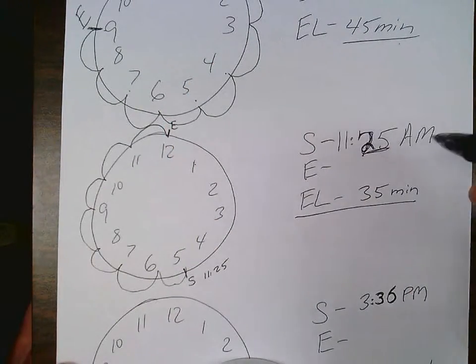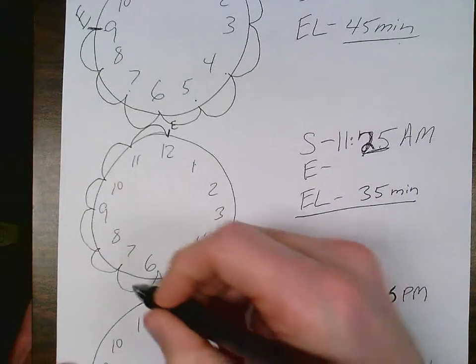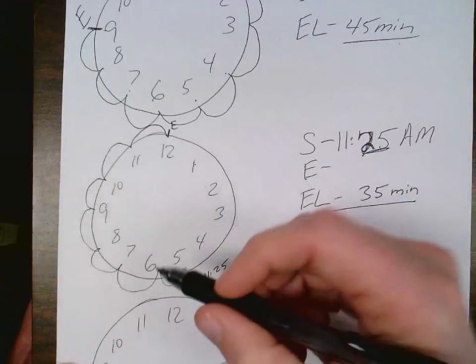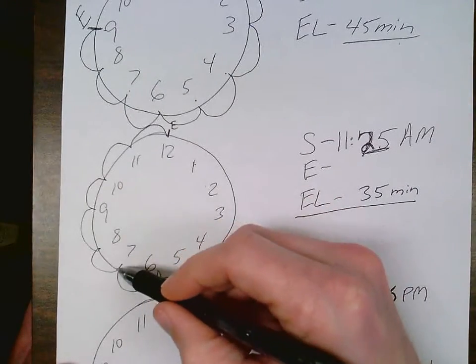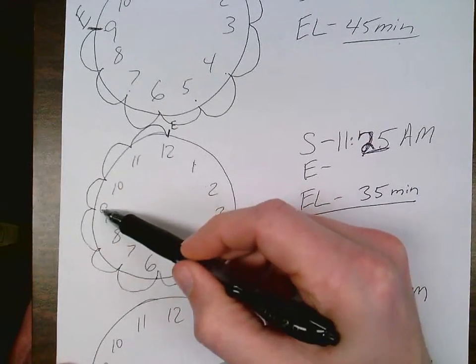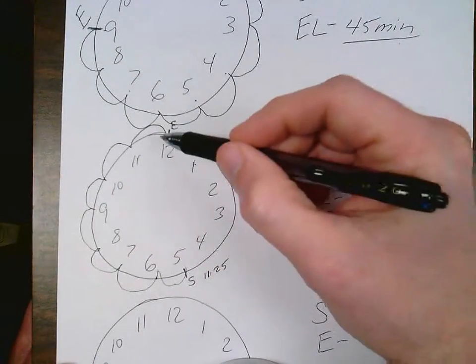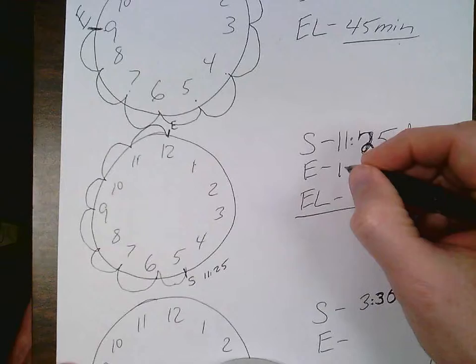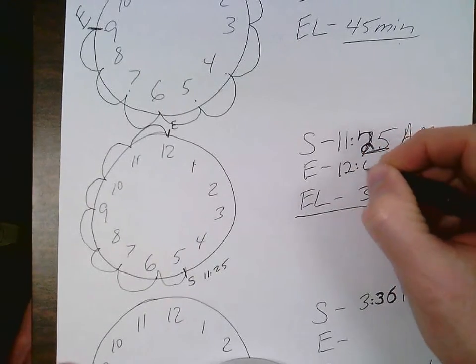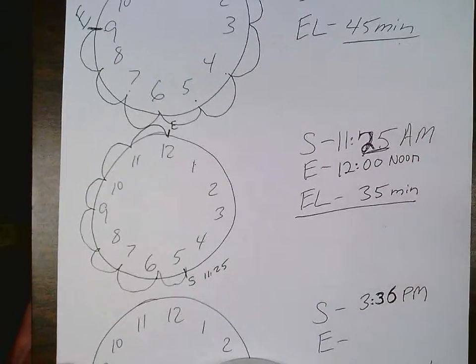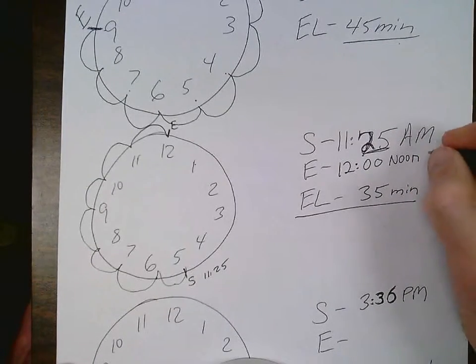And the last thing I do is I go back to my start and I count by fives to get to my end. So 11:25, 11:30, 11:35, 11:40, 11:45, 11:50, 11:55, and 12 o'clock. So I am landing right on 12 o'clock noon, which is the start of 12 p.m.